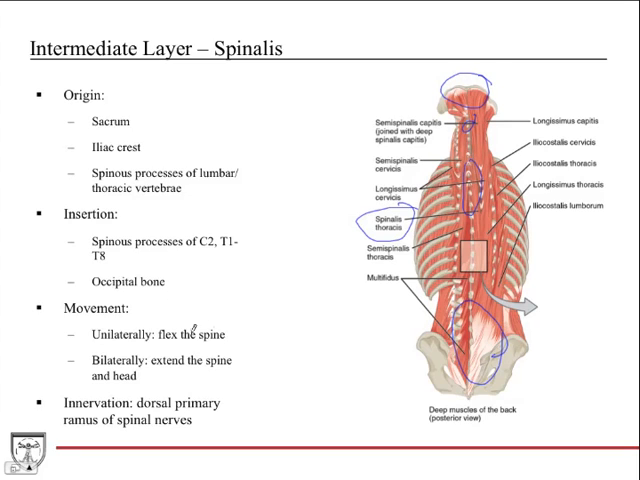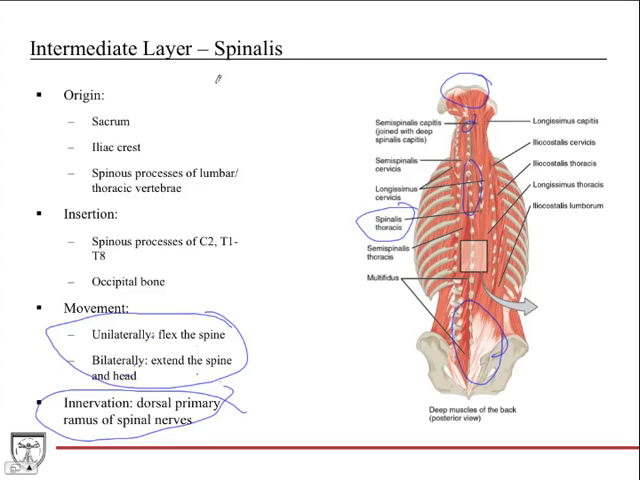Again, if you notice, all 3 of these erector spinae muscles that make up this intermediate layer of the deep back muscles, they all unilaterally will flex the spine, bilaterally will extend the spine and the head, and they're all 3 innervated by dorsal primary rami of spinal nerves.